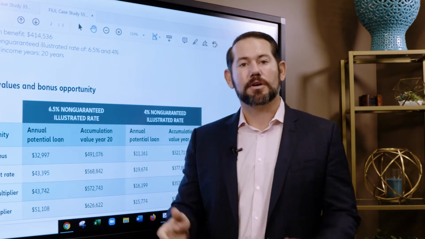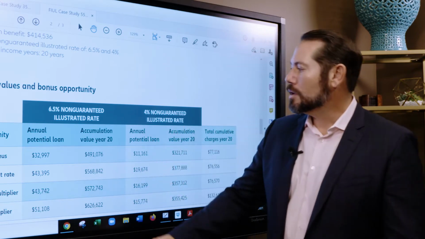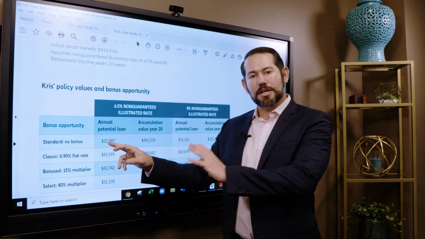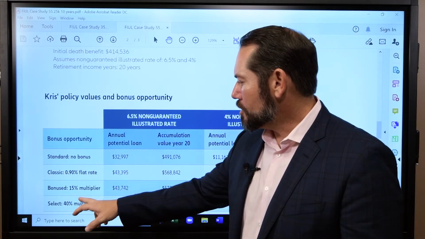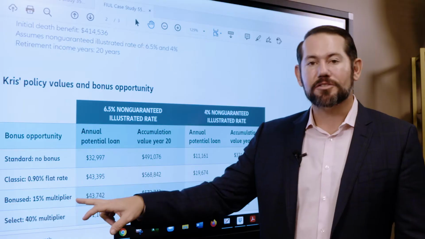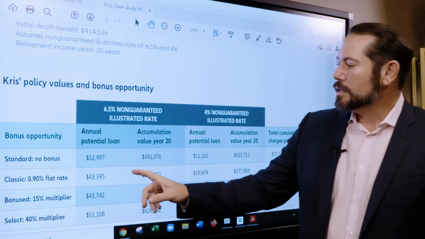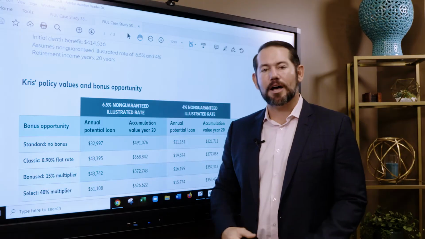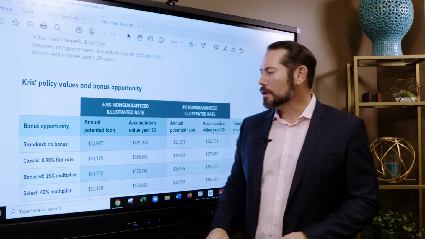If we were to get this consistently, this is a reasonable expectation of the amount of tax-free income that you would receive for a 20-year period, so from age 65 to 85. So if you just take the no bonus option, which in this particular policy nobody would ever do, it doesn't make any sense because the 15% bonus is fully guaranteed and there's no extra expense for it. But just assume somewhere between $32,000 and $51,000 per year tax-free income. This is for a 20-year period.